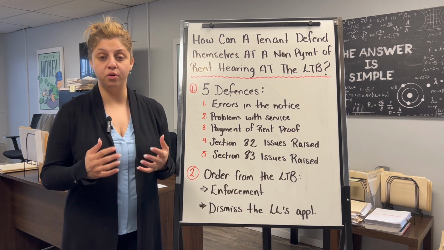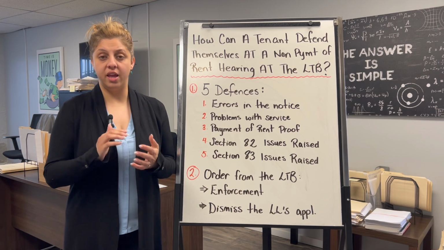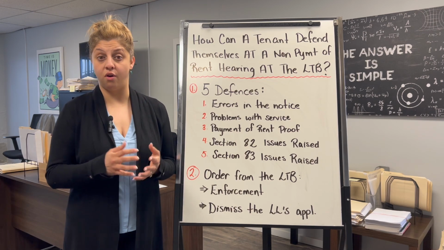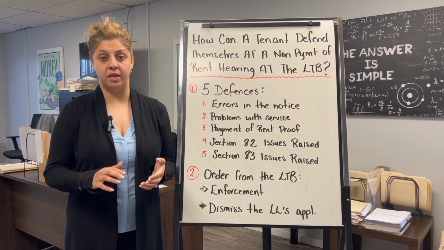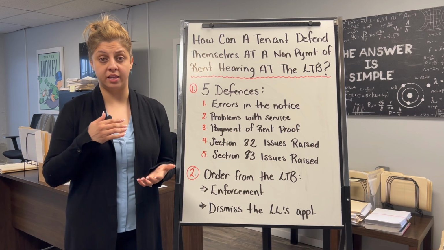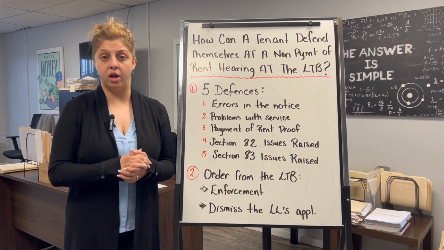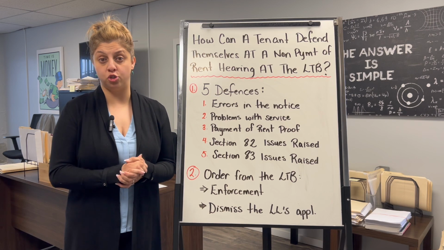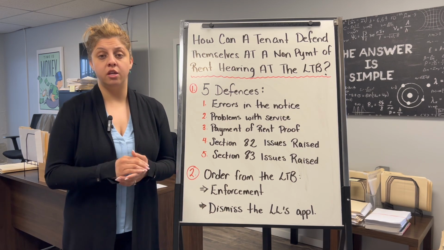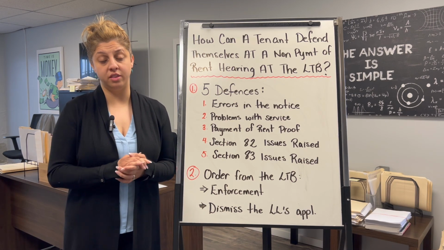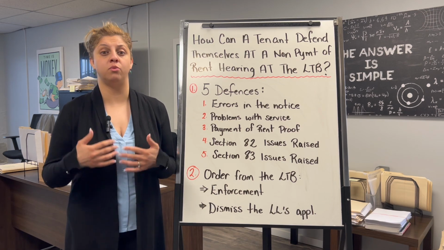Number 3, proof of paying the rent. If the tenant can provide proof that they've already paid the rent, being a bank statement showing that that deposit was made, or an e-transfer confirmation showing that that rent payment was sent, the board can actually rule in the tenant's favor that that rent payment was already made.